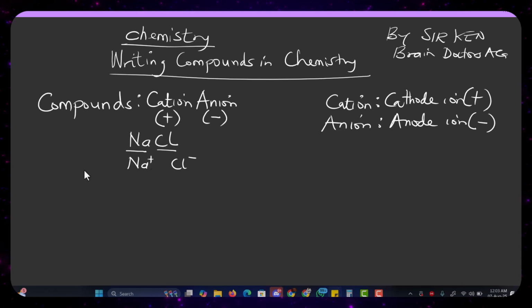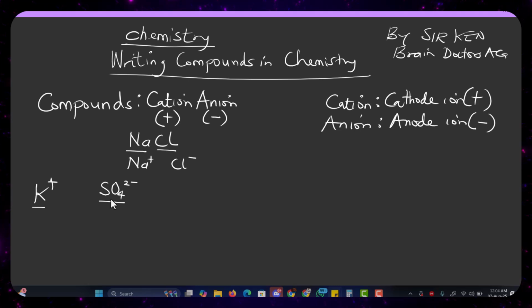Now let's take an example. Let's say we have something like potassium ion. Potassium ion is always positive. Then we also have another ion, let's say sulfate ion. Now, if I am to write this, remember what I told you. You first of all write your positive ion, followed by your negative ion.